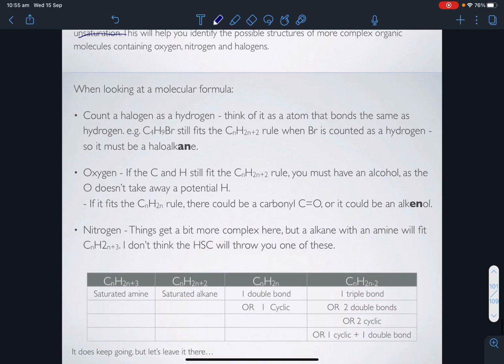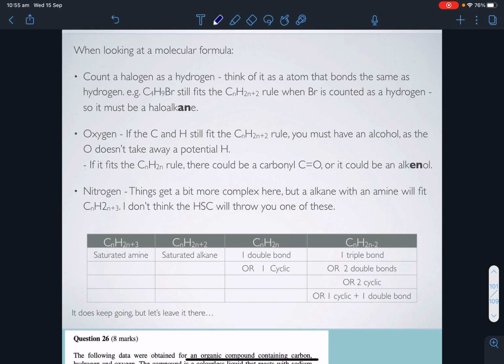So when looking at a molecular formula, let's go a little bit deeper. If you have a halogen on there, just assume it bonds exactly like a hydrogen. It forms a single bond. So think of it as just taking the place of a hydrogen. For example, with C4H9Br, if I count the Br as bonding exactly like a hydrogen, I can think of the molecule as C4H10. And that fits the CnH2n+2 rule. So I know just from that formula that I've got a saturated alkane with 1 bromine on there.